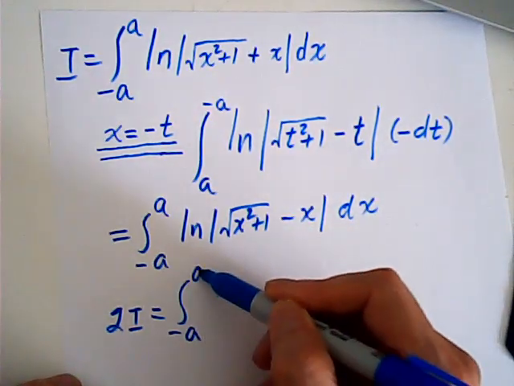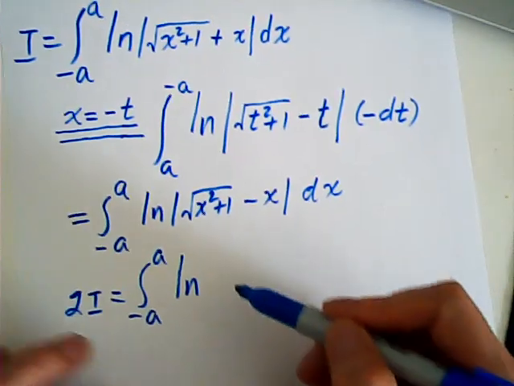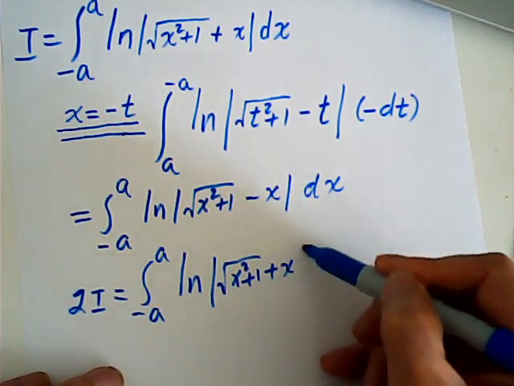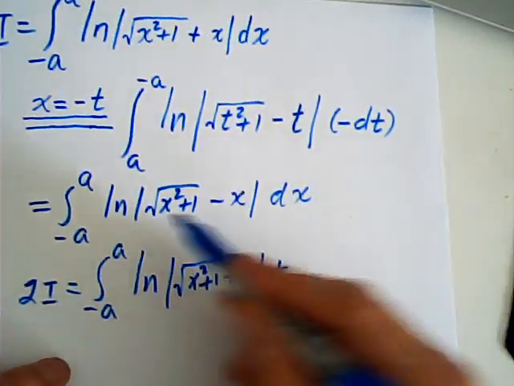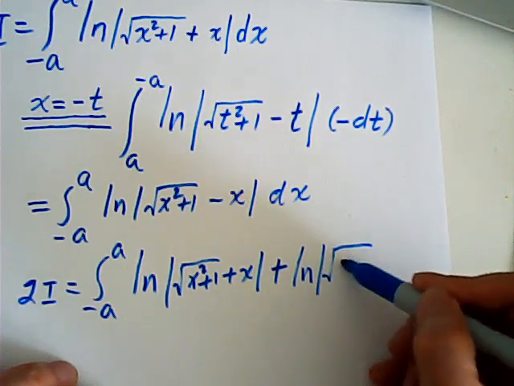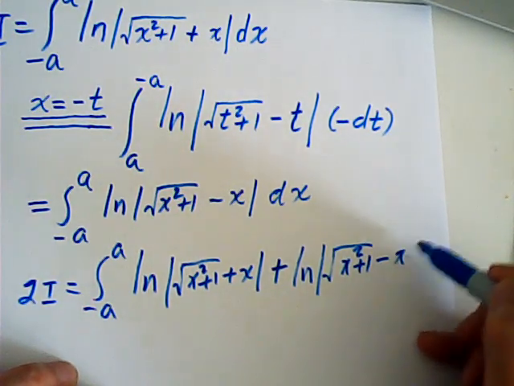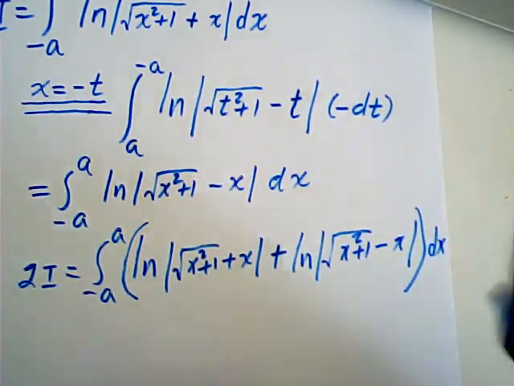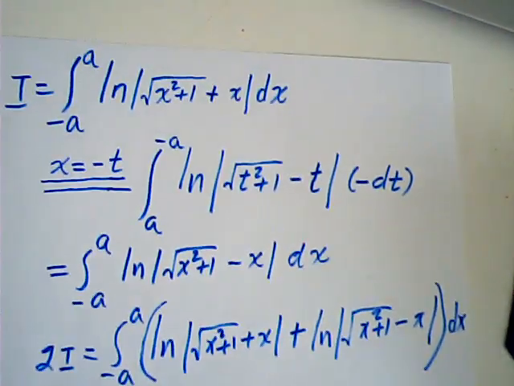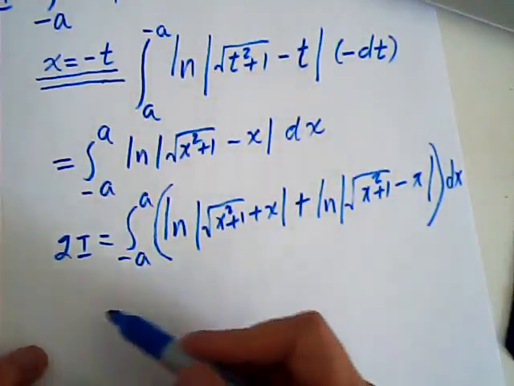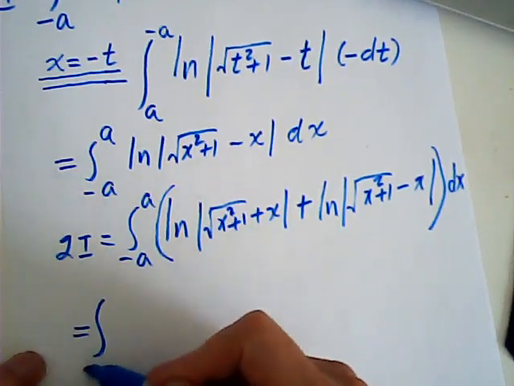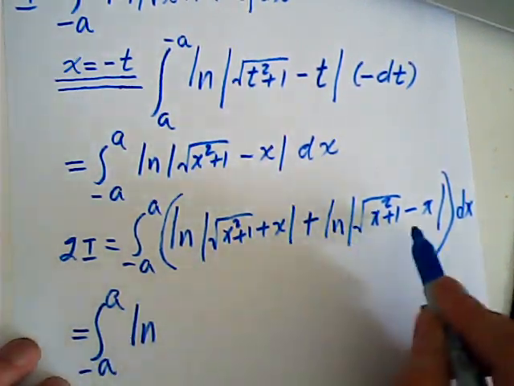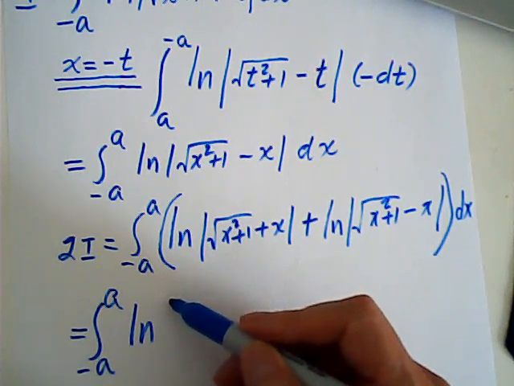From negative a to positive a, the log absolute value of square root of x squared plus 1 plus x, plus log absolute value of square root of x squared plus 1 minus x, right? Altogether dx. Okay, that's good. Then 2I is equal to negative a to positive a. This will be, by a property of log, you multiply these two together, right?